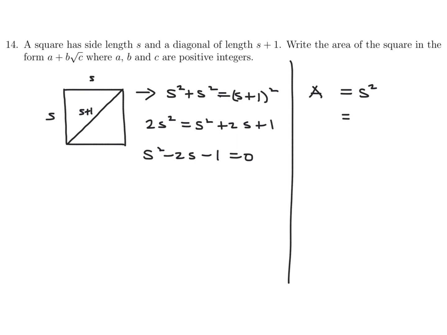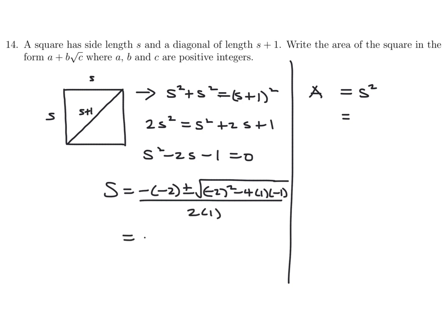And I don't think this factors. We have to use the dreaded quadratic equation. It's not so bad. Minus b plus or minus the square root of b squared minus 4ac all over 2a. And that becomes 2 plus or minus, what is that, root 8? Yeah, root 8. And that's 1 plus or minus root 2. Now, s has to be positive, so the only option we have is to choose the plus, because the negative one would make it a negative number, and that obviously would not make sense.